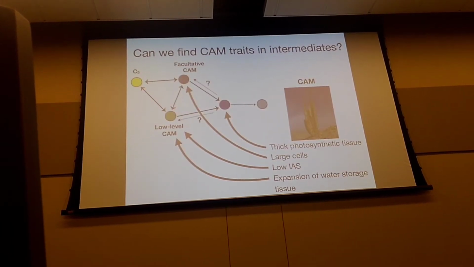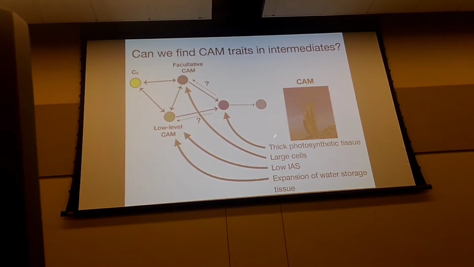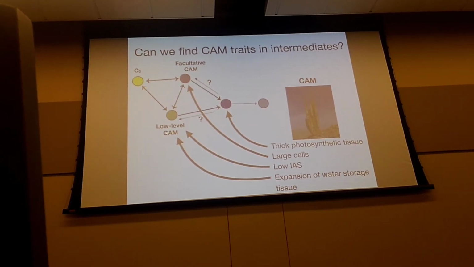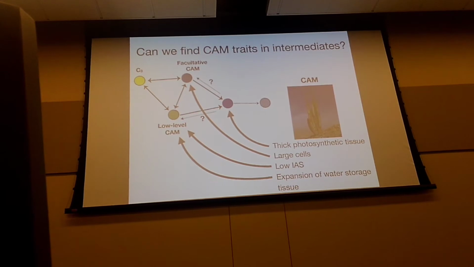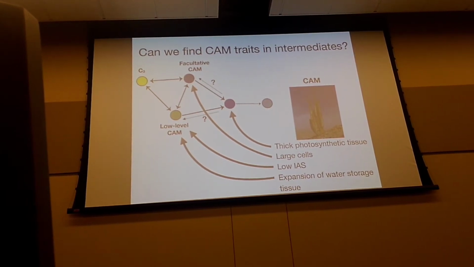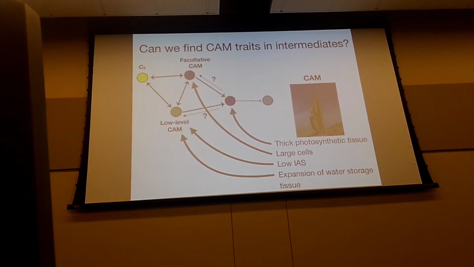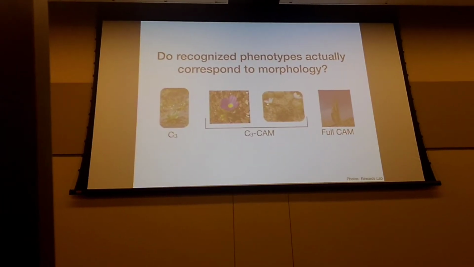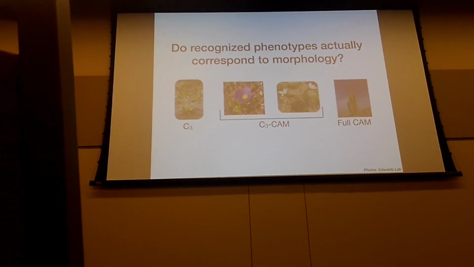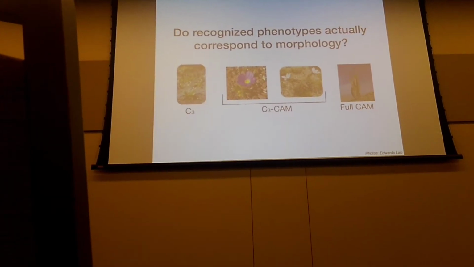So one thing we started to think about was, can we look and find some of these characteristic morphological features of CAM taxa and place them along these intermediate states and see maybe is morphology correlated with these intermediate transitions in CAM phenotypes. So the question for the remainder of the talk is, do these phenotypes actually correspond to this morphology?